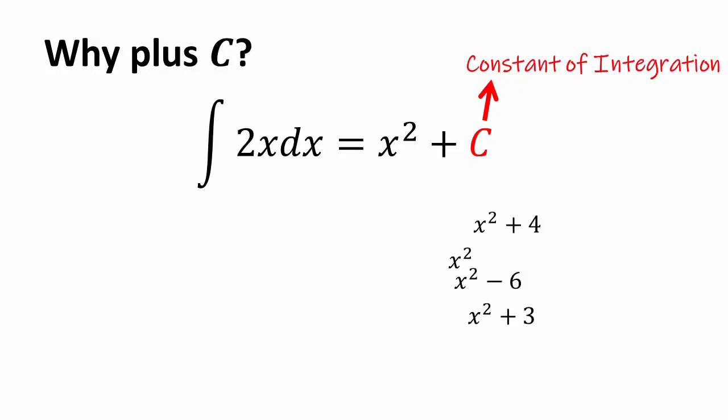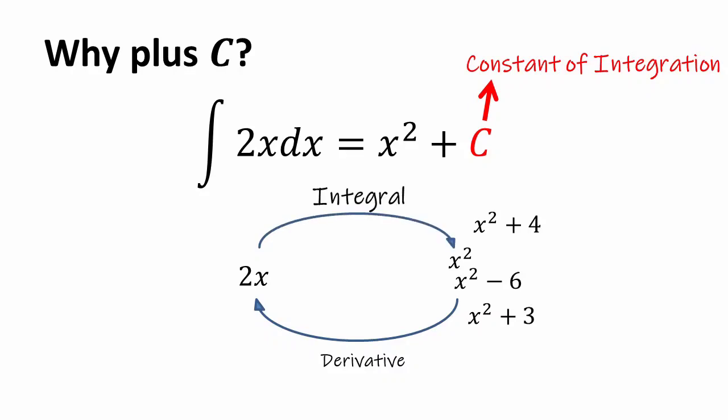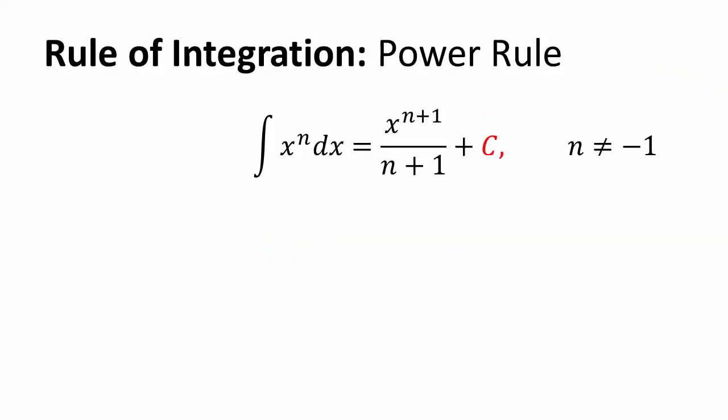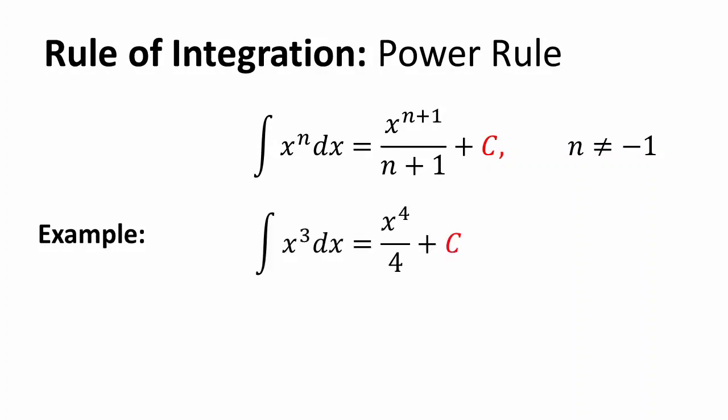There are some rules of integration. First one, power rule. Integration of x power n dx is equal to x power n plus 1 divided by n plus 1 plus c, where n is not equal to minus 1. Example, integration of x power 3 dx is equal to, by using this power rule, the power of the variable is 3, if we add 1 to the power, we can write x power 4 by 4 plus c.